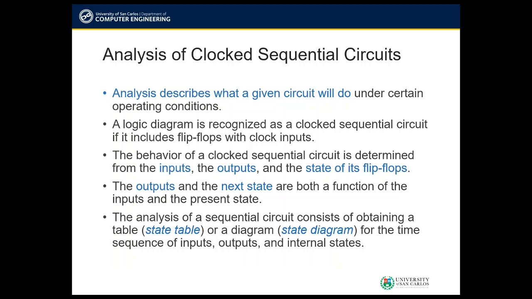So now let's go to analysis of clocked sequential circuits. Analysis describes what a given circuit will do under certain operating conditions. You were introduced to analysis of combinational circuits in Unit 3. Now this time, let's consider clocked sequential circuits.